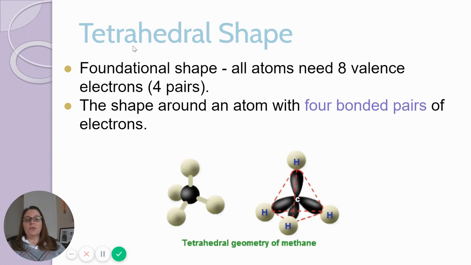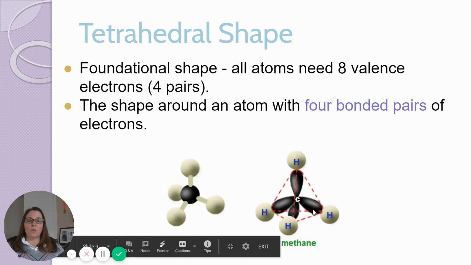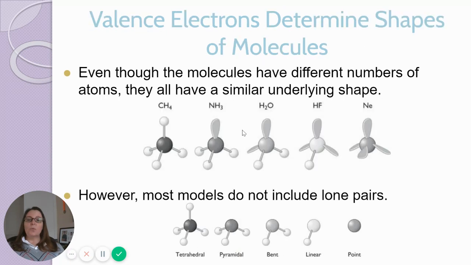So this tetrahedral shape is the foundational shape. And it's the foundational shape because all atoms need 8 valence electrons, or 4 pairs of electrons. In this case, carbon has 1 each to share with a hydrogen, and that will give it a total of 8. So let's consider this with our lone pair paddles. If you don't have this information, pause the video and then start it back up.